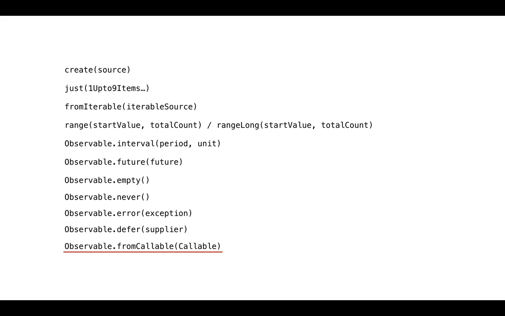Now the next and the last one is fromCallable. We pass a callable to fromCallable to create an observable from that callable. So these were all the methods to create an observable. In the next lecture, we will see what are the ways to create an observer. So see you guys in the next lecture.